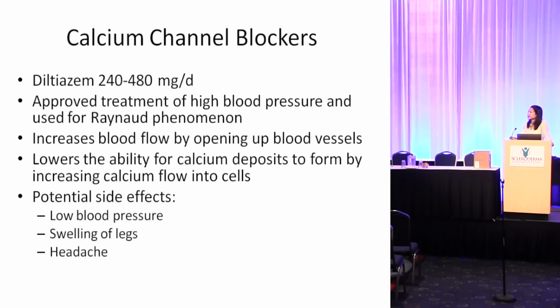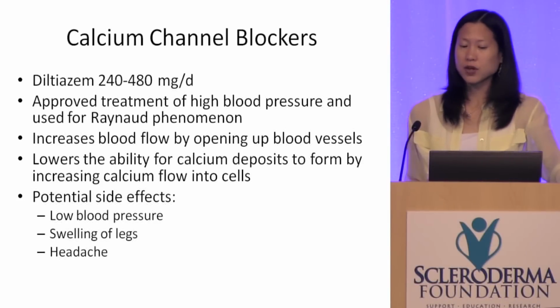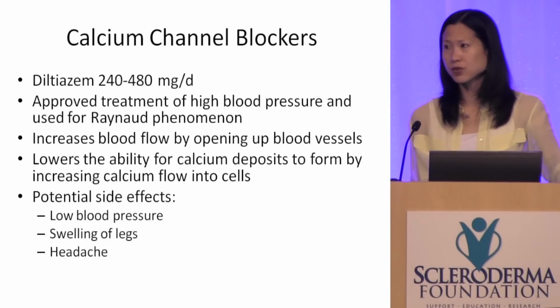Calcium channel blockers, we use them a lot. We use them to treat Raynaud's and digital ulcers. They're approved for the treatment of high blood pressure, or hypertension. The doses of diltiazem used for calcinosis are typically from 240 to 480 milligrams a day. It works by increasing blood flow because they open up the blood vessels.